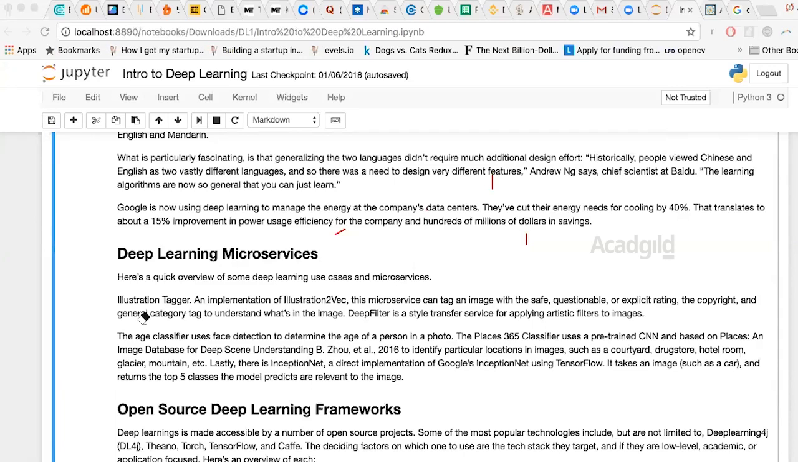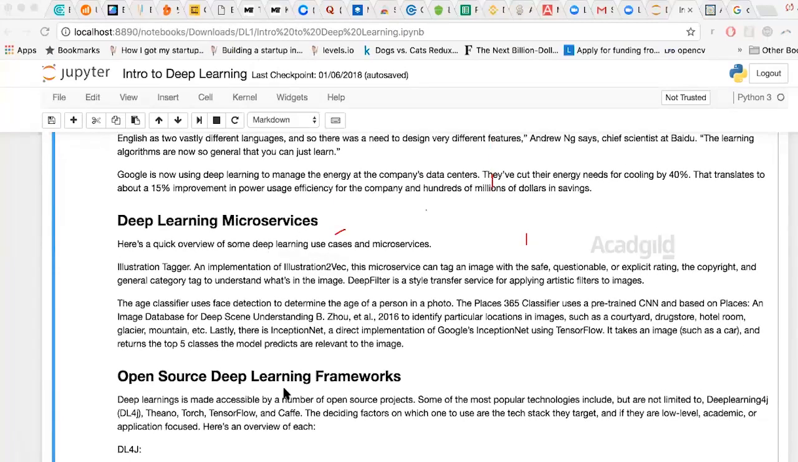The Places365 classifier uses a pre-trained CNN. Now, CNN is a convolutional neural network. We're going to look at that in the next class, I think, in the next sessions. It's based on Places, an image database for deep scene understanding, to identify particular locations in images, in drugstores, hotel rooms, etc. It takes an image such as a car and returns the top 5 classes the model predicts are relevant to the image. What does that mean?